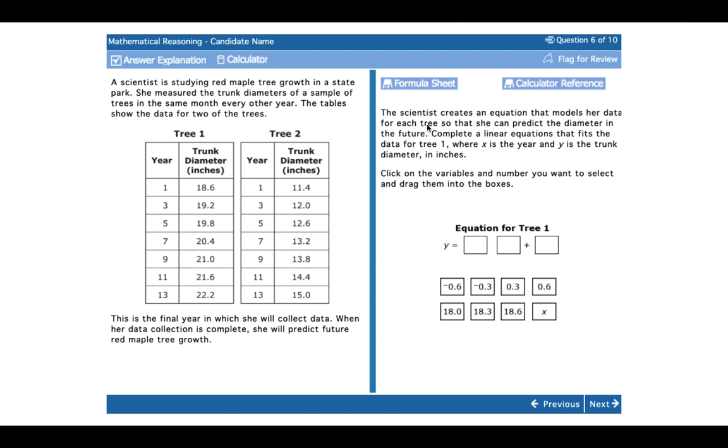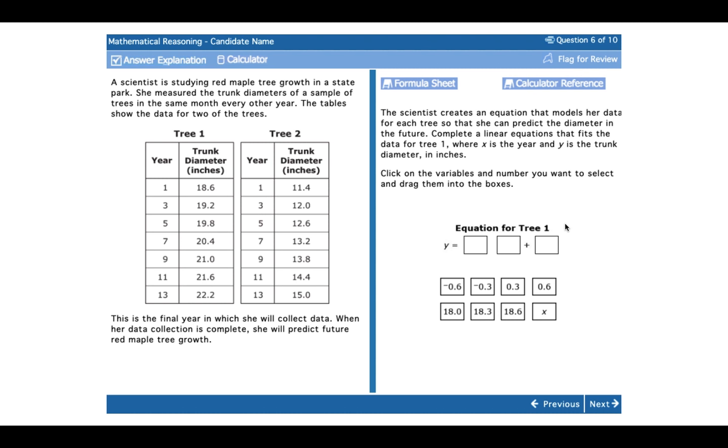This one, the scientist creates an equation that models her data for each tree so that she can predict the diameter in the future. Complete a linear equation, that's a typo, right? Complete a linear equation that fits the data for tree 1, where x is the year and y is the trunk diameter in inches. Click on the variables and drag them up. Okay, so it's figure out the equation.